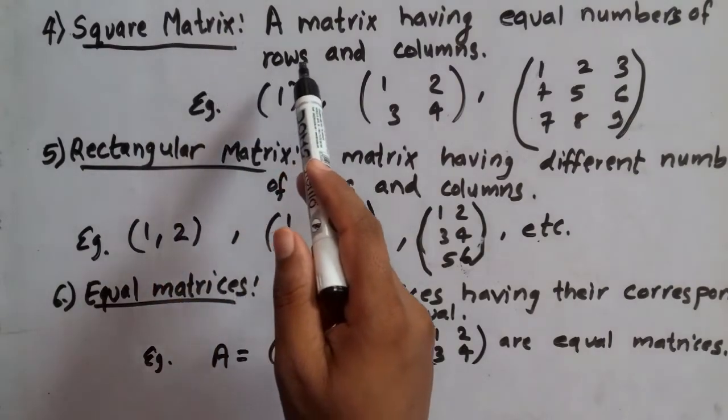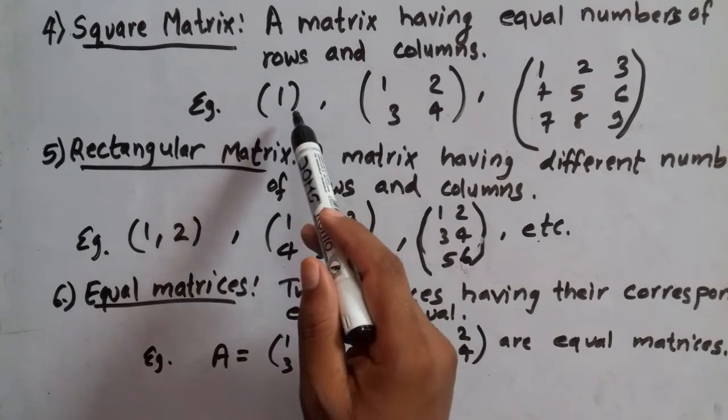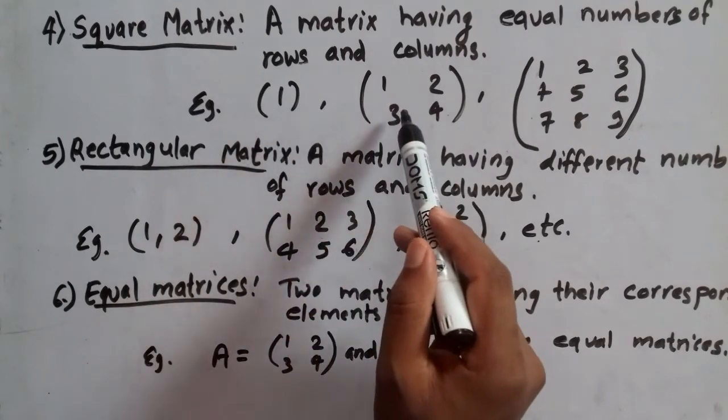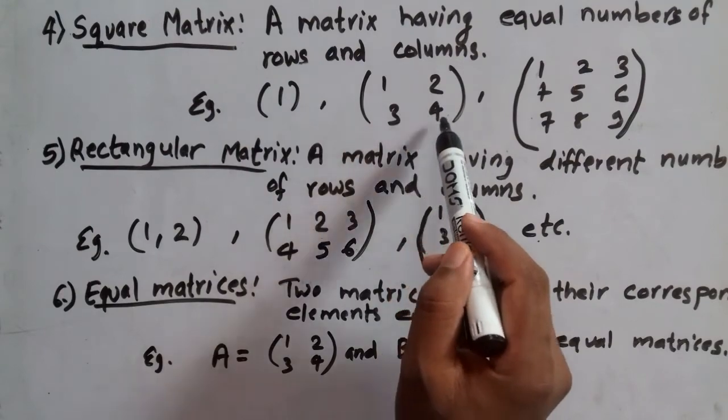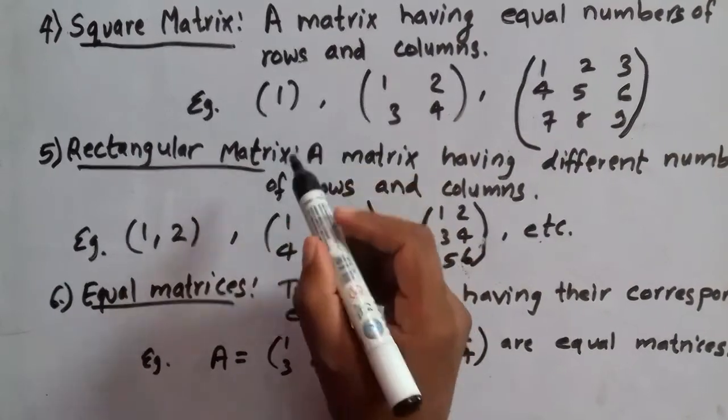A square matrix means a matrix having an equal number of rows and columns. For example, here the number of rows and columns is 1 and 1, here the number of rows and columns is 2 and 2, and here the number of rows and columns is 3 and 3.